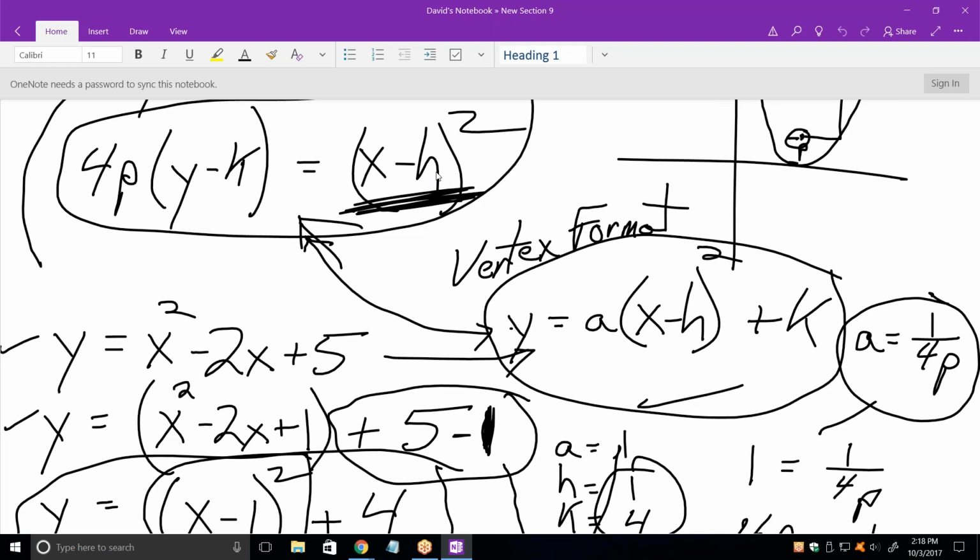There's no A in it, and there's this thing called P. So if you're used to vertex format, stick with it, but understand that you have that also. A is equal to 1/4P, which means P is equal to 1/4A also. So as long as you know, you can figure out P.